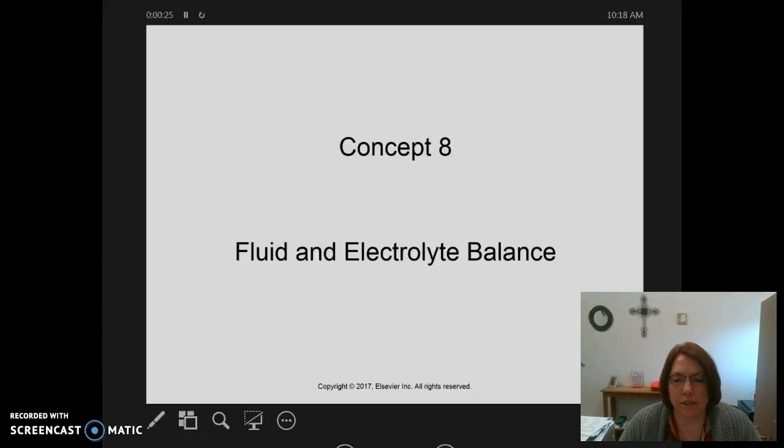In this particular section, I'm going to start with what I call chunking. You're going to see on your PowerPoint slides on Concept 8 where they're color-coded. Each probably 10 to 15-minute lecture, I'm going to concentrate on 4 or 5 slides and really show you and go into what you need to focus on in regards to fluid and electrolytes.